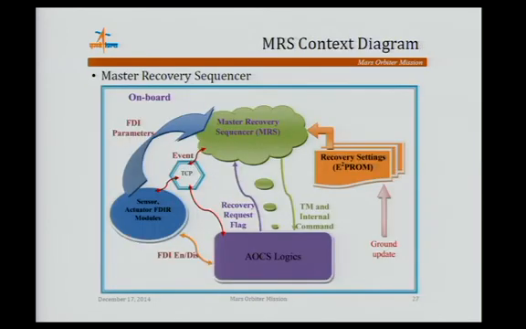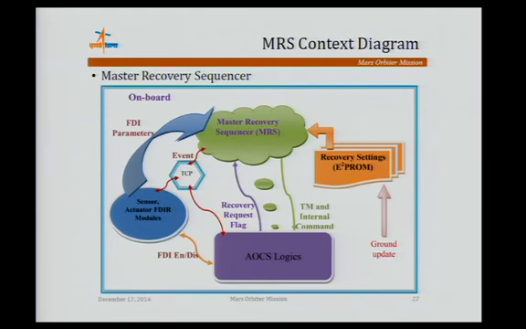Next. This shows a context diagram of the master recovery sequencer. Basically, the approach used here is that all the earlier baseline software used for other satellites is reused, without touching it. Additional software required for FDIR and the master recovery sequencer is built and interfaced so that the main software does not change. Only the modified software and the related interfaces are thoroughly checked, and all test cases are generated for complete coverage.